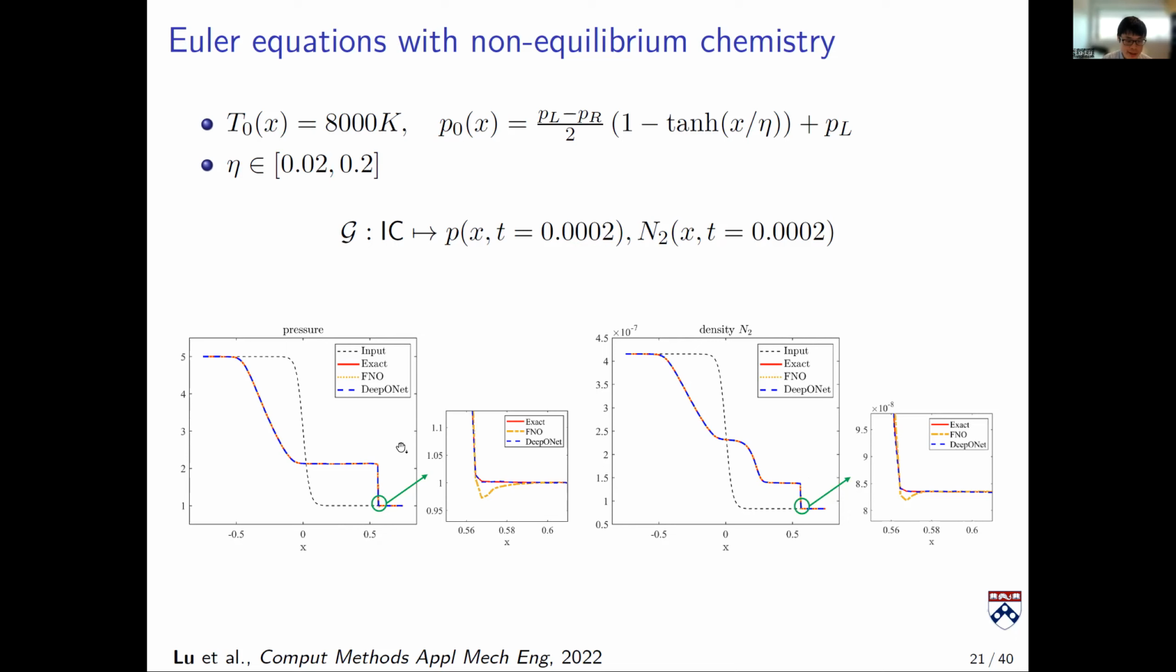Then we try to test whether DeepONet can capture the shock well. If we zoom in on this, first of all, it can definitely capture the main flow or the pressure or the density. But if we zoom in to this shock location, we can see the DeepONet can also capture the location of its shock pretty accurately for both pressure and also the density.